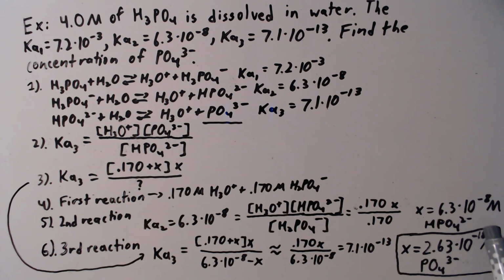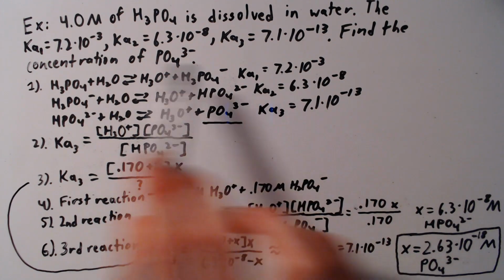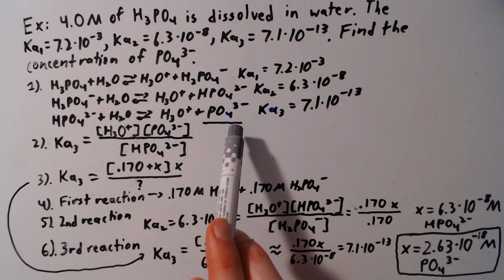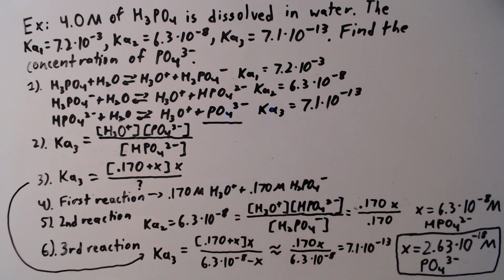Now that we know how much HPO4 is present in the solution, we can figure out the concentration of PO4 that is produced. So again, we return to this Ka3 equation, where we try to find the HPO4 concentration on the bottom. We know now that it is 6.3 times 10 to the negative 8th.